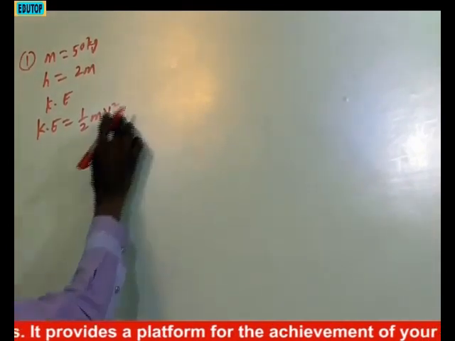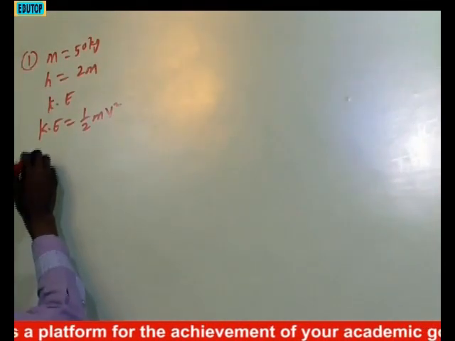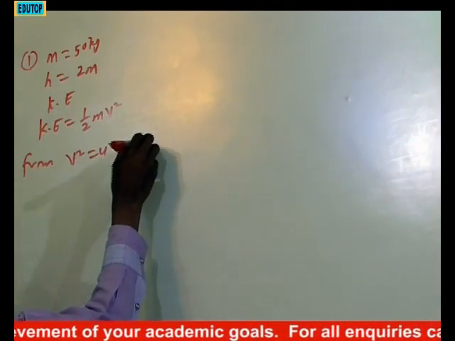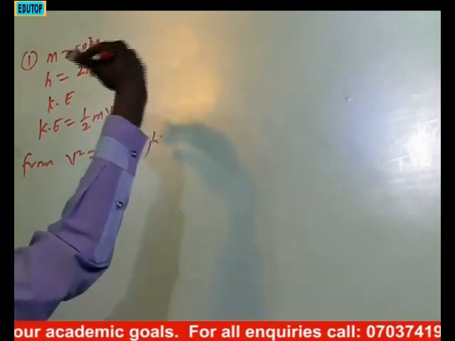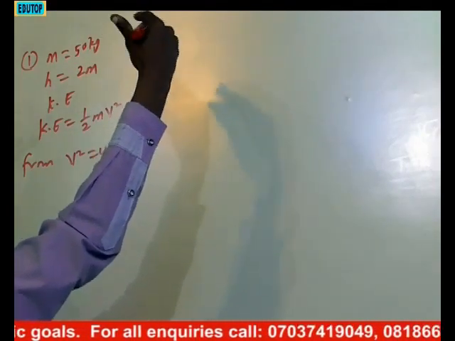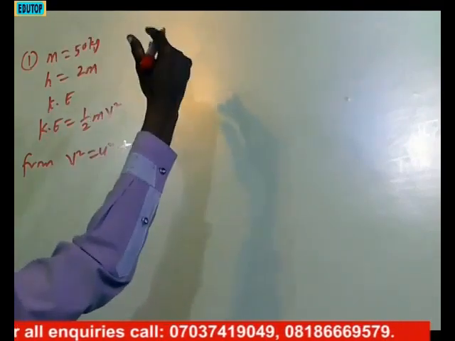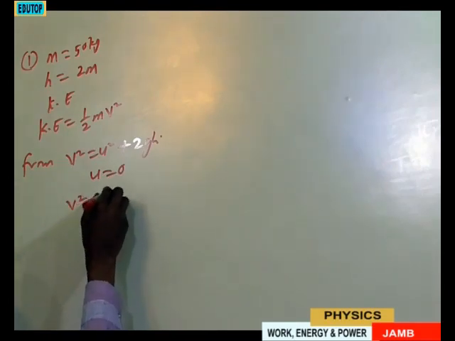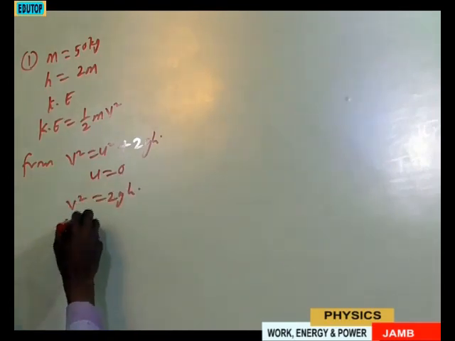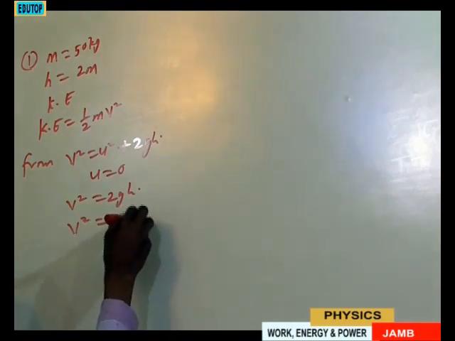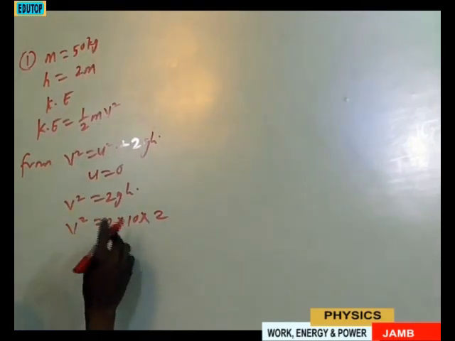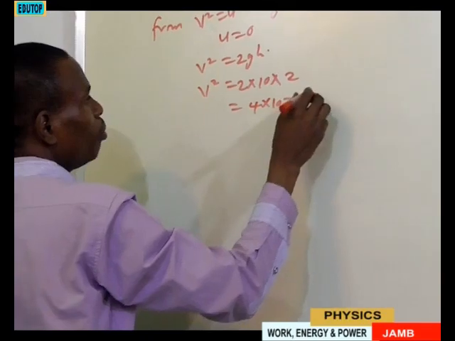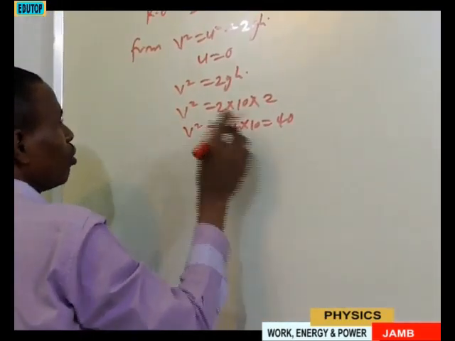We are going to consider v squared is equal to u squared plus 2gh. By the time the object is released, the initial velocity is equal to what? 0. U is equal to 0. Then we are going to have v squared is equal to 2gh, so that v squared is equal to 2 times 10 times 2. 2 times 2 is 4, times 10, which is equal to 40. That v squared is equal to 40.